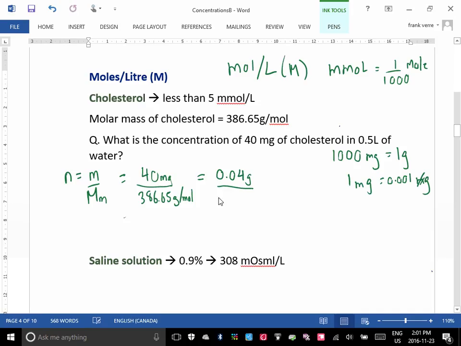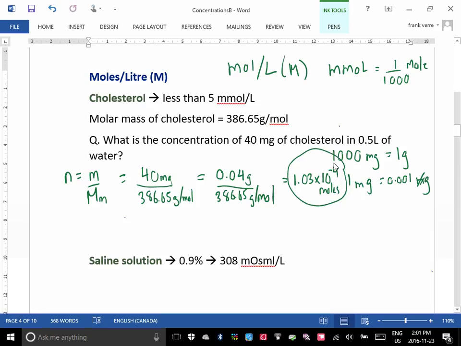0.04 grams. Okay, so what's that in terms of number of moles? 0.04 grams over 386.65 grams per mole. What is that? 1.03 times 10 to the power of -4 moles. Okay, so there is the number of moles.